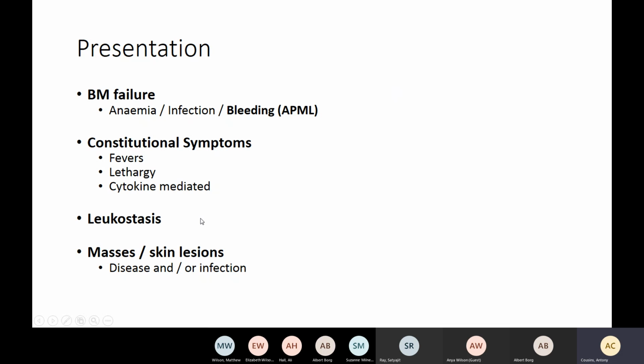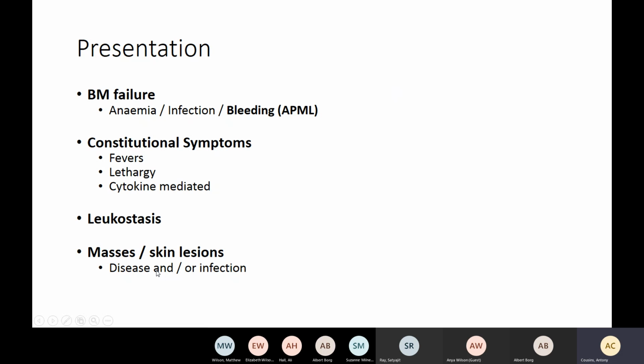So worth just bearing in mind if someone's presenting with funny neurological symptoms and they've got a high white cell count, again, an emergency. We can treat it, we can give emergency chemotherapy, we can give steroids sometimes, or if we have to, we can do leukapheresis to remove white cells directly from the blood.